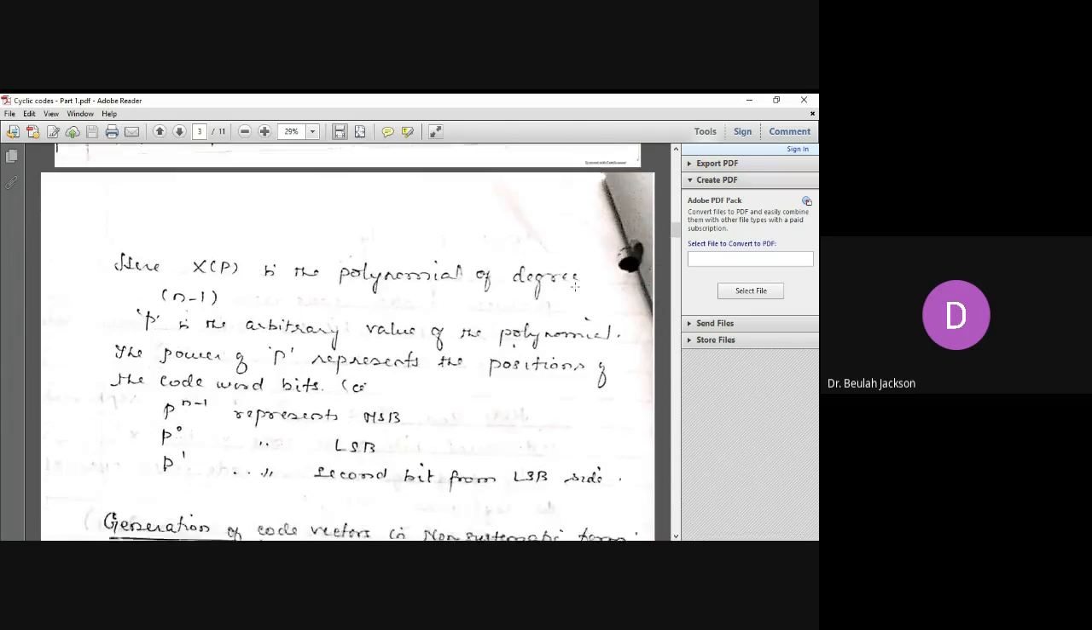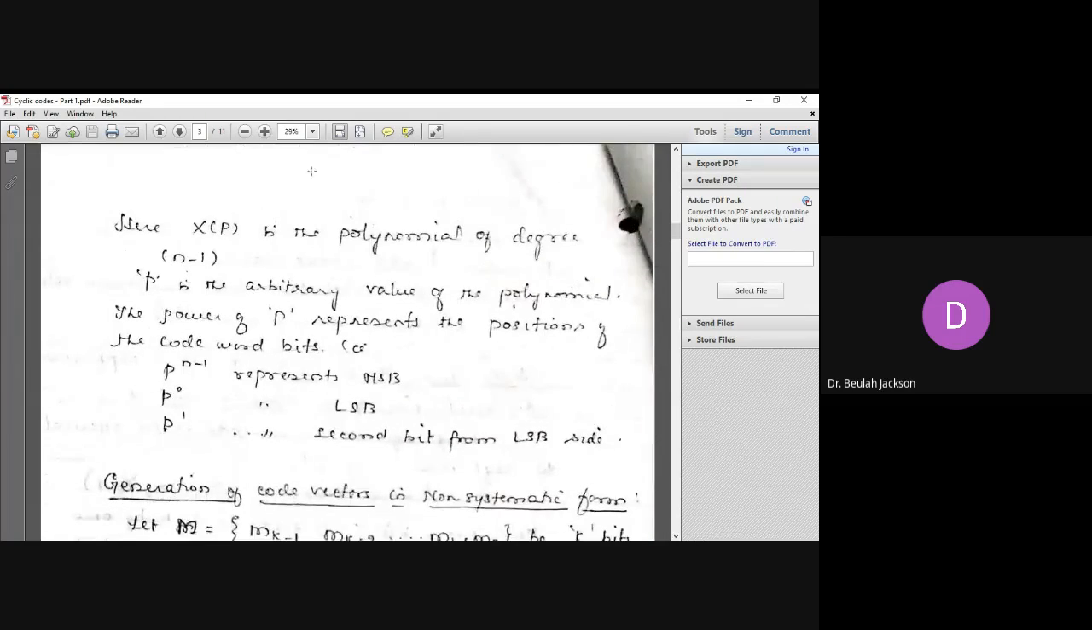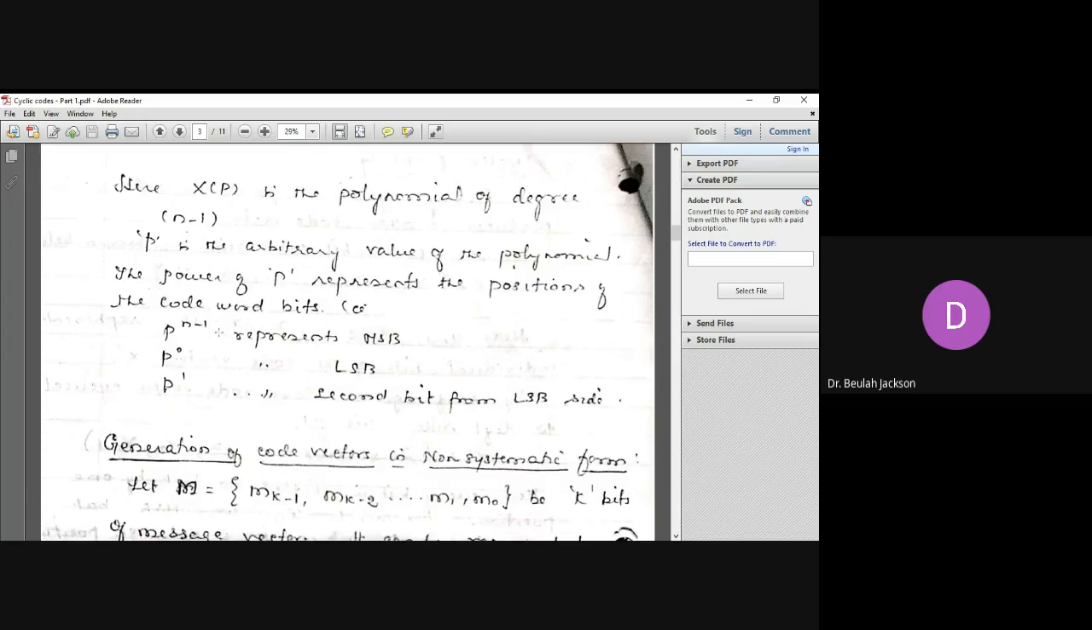Here, x of p is a polynomial of degree n minus 1 and p is the arbitrary variable of the polynomial. And the power of p represents the positions of the code word bits. That is, p to the power n minus 1 represents the MSB, p to the power 0 represents LSB, and p to the power 1 represents the second bit from LSB side.